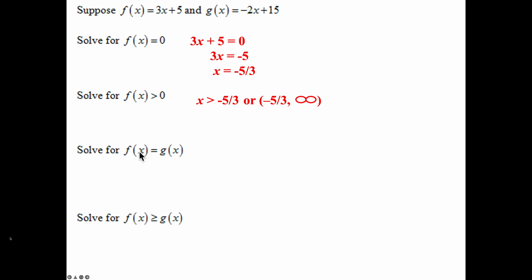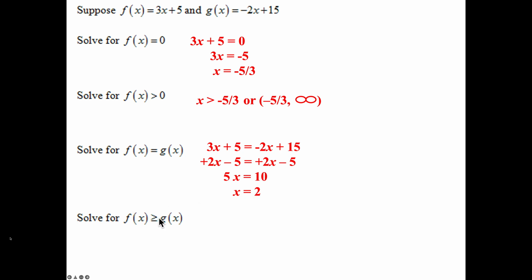To solve for f of x equals g of x, this is where we set the two expressions equal to each other and solve for x. So -2x is the smallest of the two x terms. I'm going to add that over to the left. Now that my x terms are camped out over on the left side, it's time to get rid of that constant of +5. So I subtract that over at the same time. 5x equals 10, x is equal to 2.